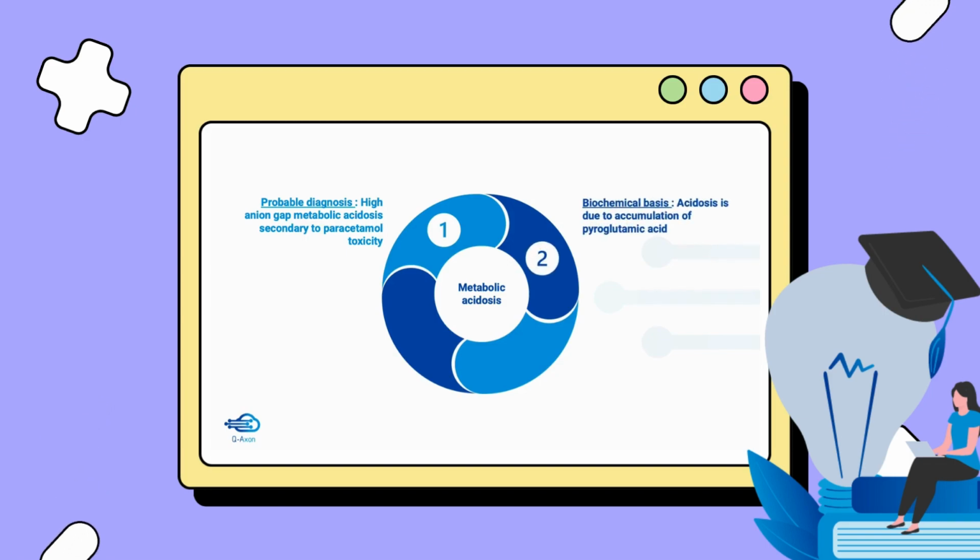Now, what is the biochemical basis in this particular case? As I said, the root cause for metabolic acidosis in this case is the paracetamol toxicity. What exactly happens over here? Paracetamol, which is also known as acetaminophen or by its chemical name N-acetyl-para-aminophenol, has a maximum recommended daily dose currently of 75 milligram per kg for children and 4 grams for adults. Paracetamol is primarily metabolized by conjugation in the liver to non-toxic water-soluble compounds which are eliminated in the urine.